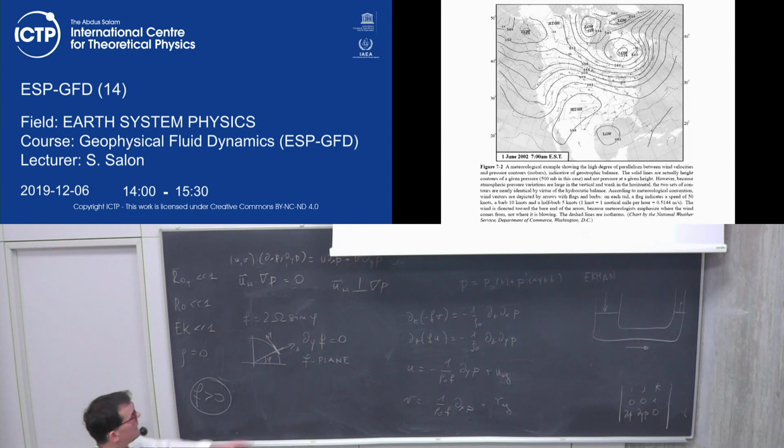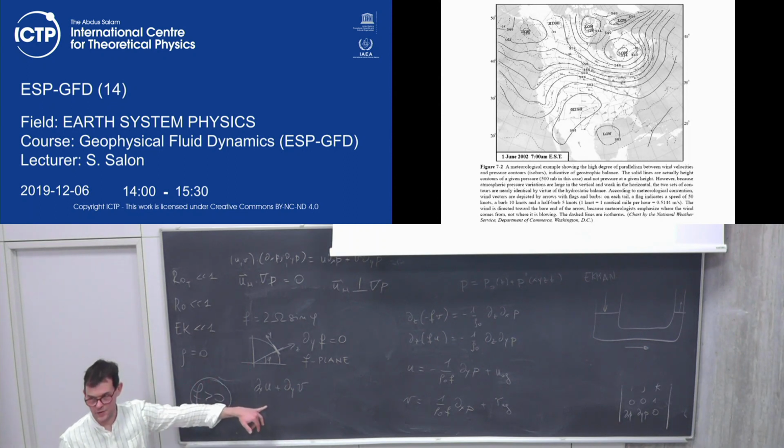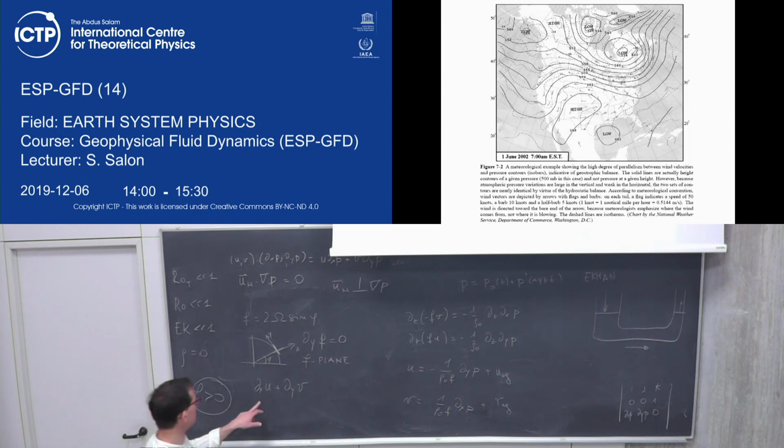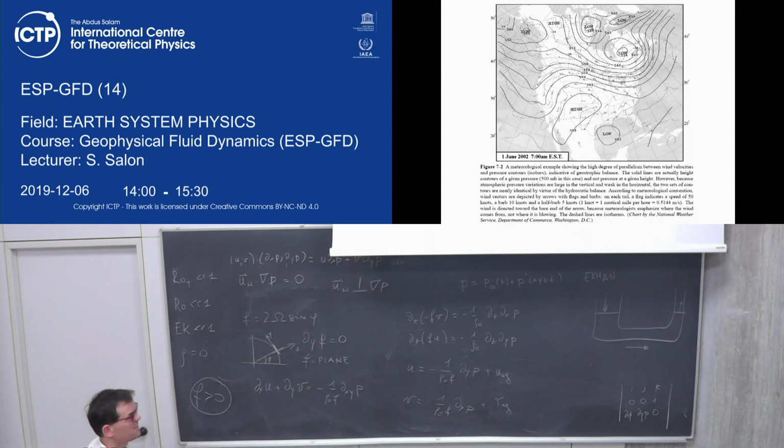So, what happens in the f-plane? If I calculate the ∂x u and the ∂y v, which is nothing more than the horizontal divergence or convergence. So, the ∂x u plus the ∂y v. So, the ∂x u, if f is constant, is nothing more than minus 1 over rho 0 f, ∂x∂y p. And ∂y v is plus 1 over rho 0 f, again, ∂x∂y p. So it's 0.